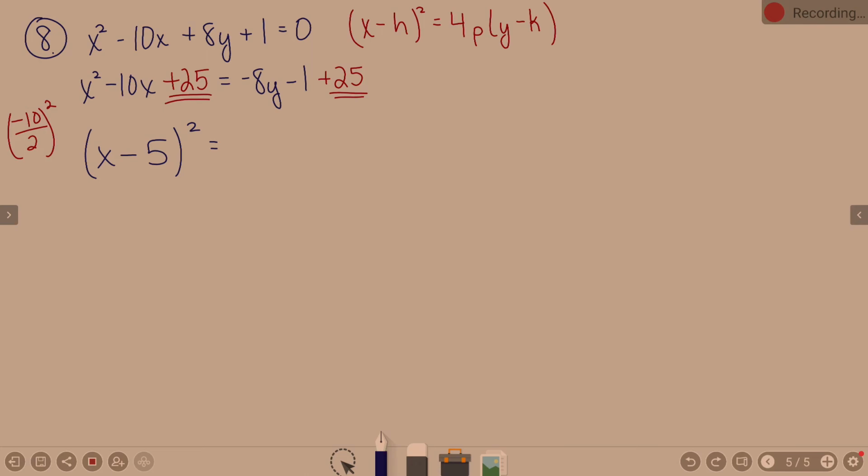On the right, if I clean this up, it's still negative 8y, minus 1 plus 25 is going to be minus 24.